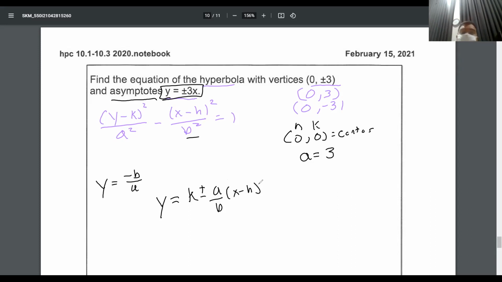So we need to find B. Now we know the asymptote is 3x. Let's plug in what we actually know. We know k is 0, plus or minus A over B. Oh, actually, we know what A is. A is 3. Times x minus 0 equals y.